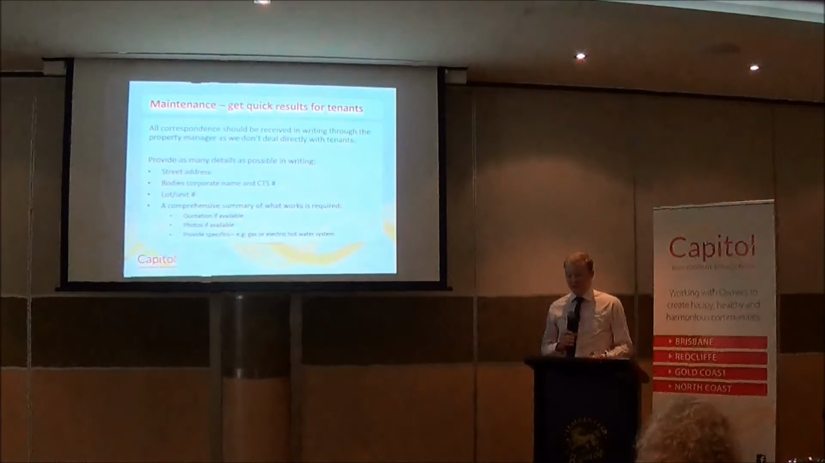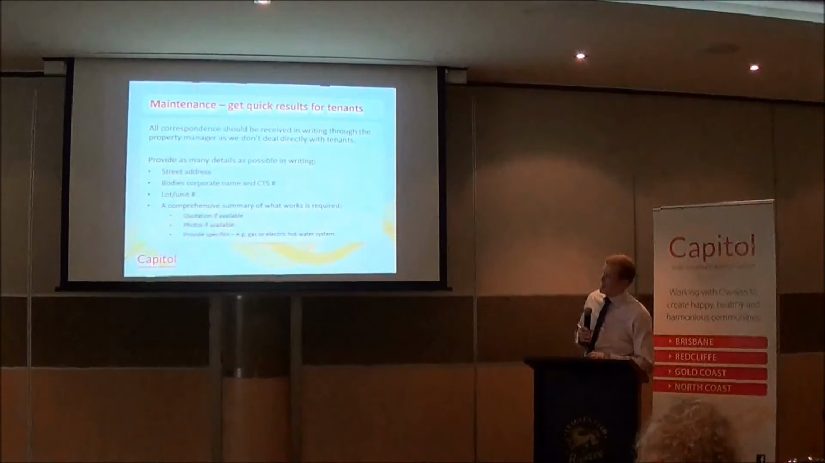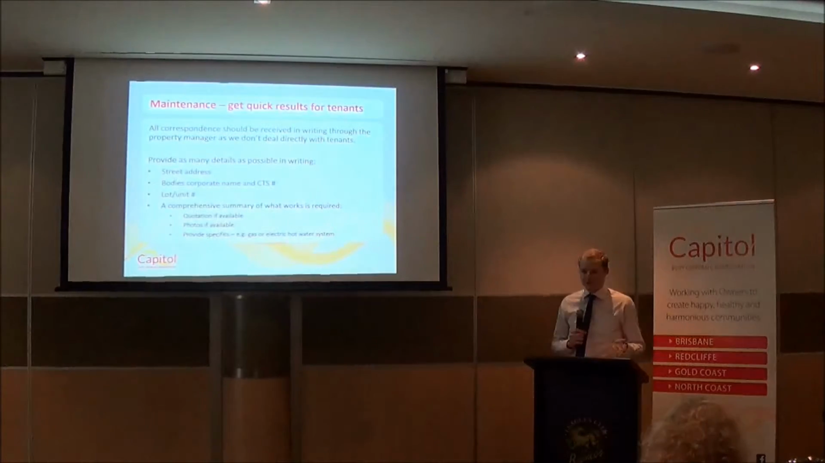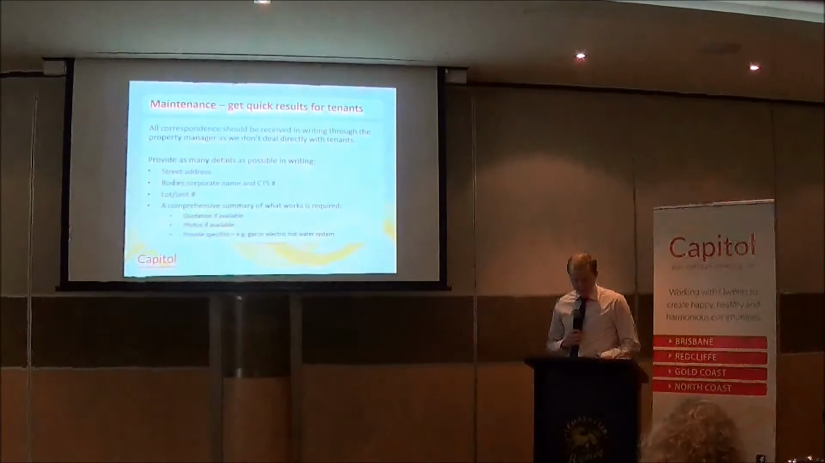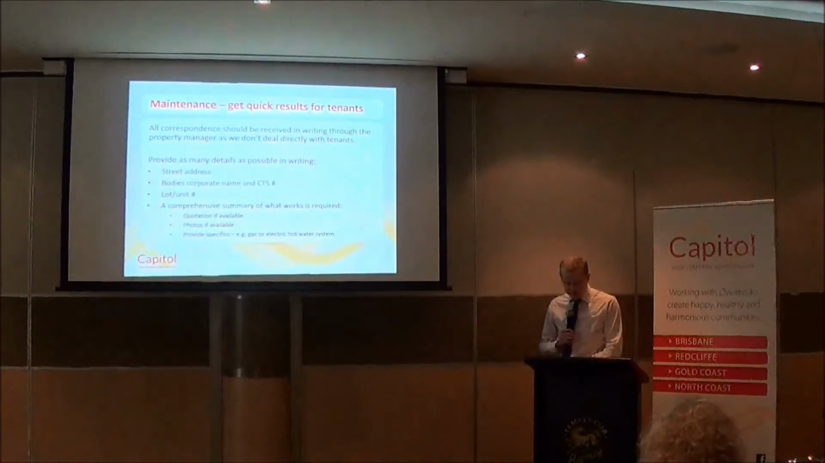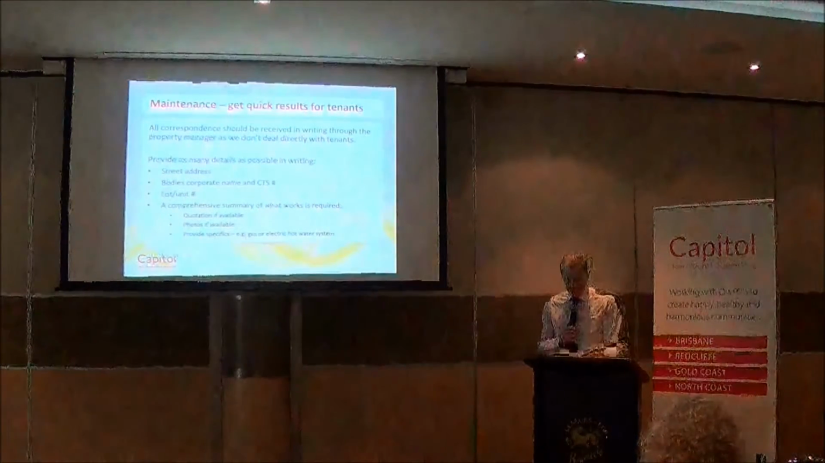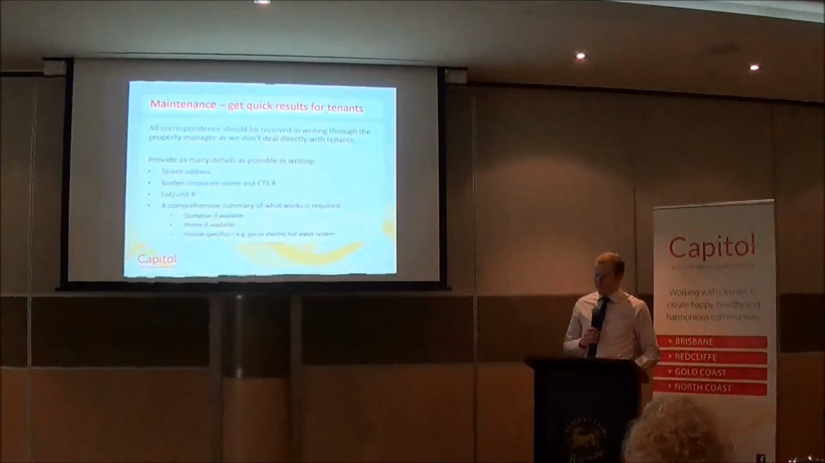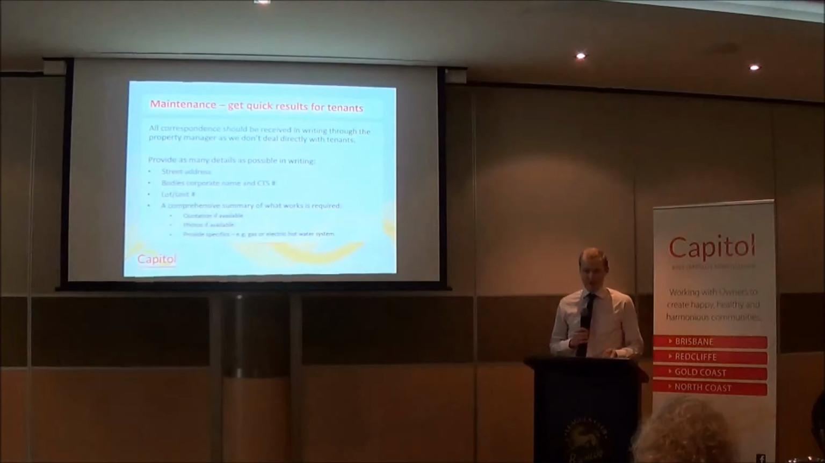And when notifying us, if you can provide as much detail as possible, that's always beneficial. So this may include the street address, the body corporate name and CTS. Sometimes you won't have that available and we appreciate that, but if you do, that's really beneficial for us. The lot or unit number, usually the same, but this can differ. Matt mentioned it previously, so again, provide as much information as you can. And probably to assist is a comprehensive summary of what work you actually want done.